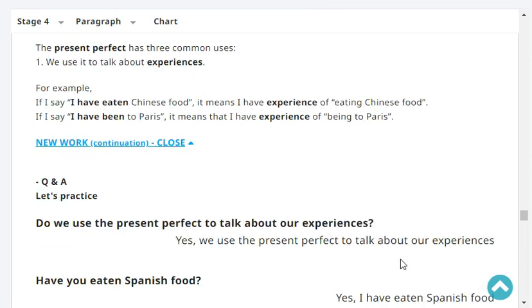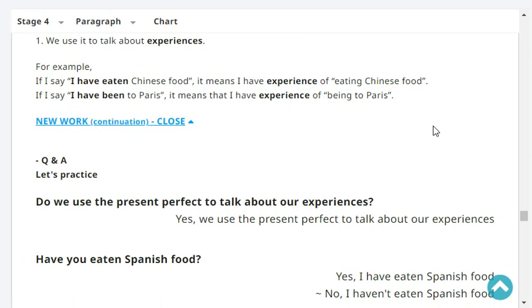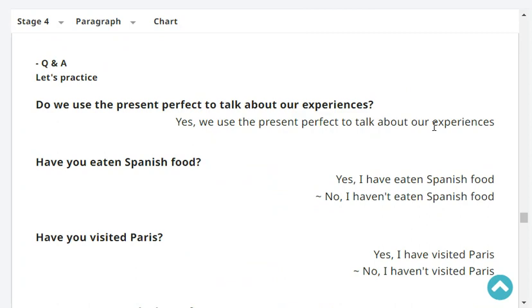Okay, let's practice. Do we use the present perfect to talk about our experiences? Yes, we use the present perfect to talk about our experiences. Very good. Have you eaten Spanish food? Yes or no? Yes, I have eaten Spanish food.